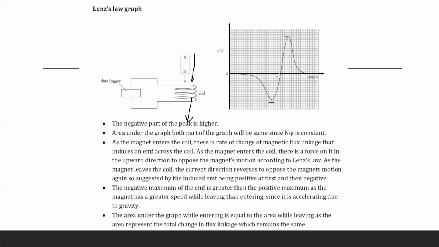But looking at the area of the two peaks, the first peak is broader, meaning greater area, so its depth or height is small. The second one has a small area, but the depth or height is more. And what the area represents: the area under both graphs represents N phi. What is N phi? It means magnetic flux linkage.